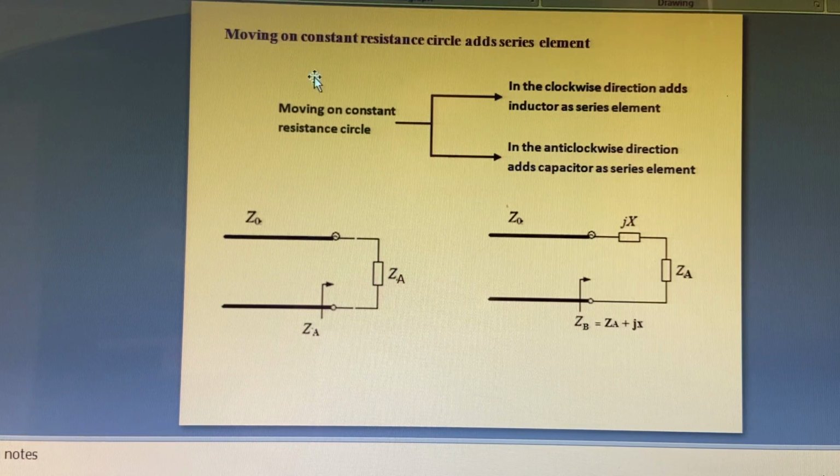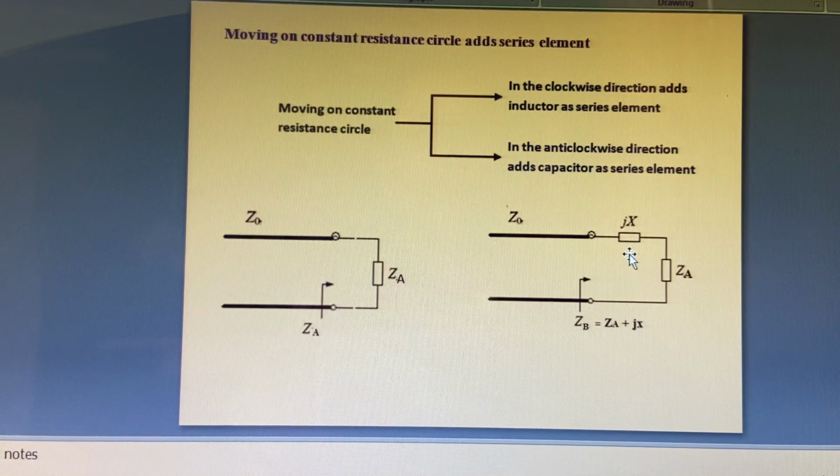In moving on a constant resistance circle, there are two ways. One is in the clockwise direction. If you move in the clockwise direction, that adds an inductor as a series element. And if you move in the anti-clockwise direction, that adds a capacitor as a series element. So the capacitor will be added here if you move in the anti-clockwise direction.